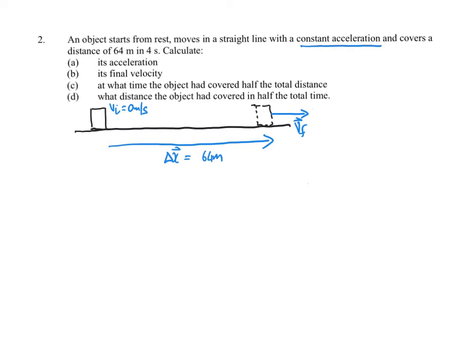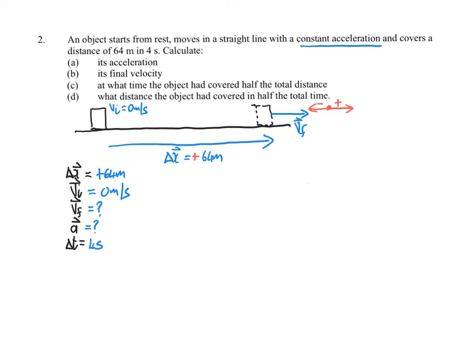I also like to write down a data list, and as I've mentioned before, it may seem unnecessary for simple problems like this, but when one starts to deal with two-body problems, it can be quite useful to do. So delta x is 64 meters. Let's define a sign convention like we did in dynamics. Let's define the direction of motion as positive and the opposite direction as negative. So delta x is going to be plus 64 meters. V initial is 0 meters per second. V final we do not know. The acceleration we do not know. We do know it's constant. And delta t is 4 seconds.